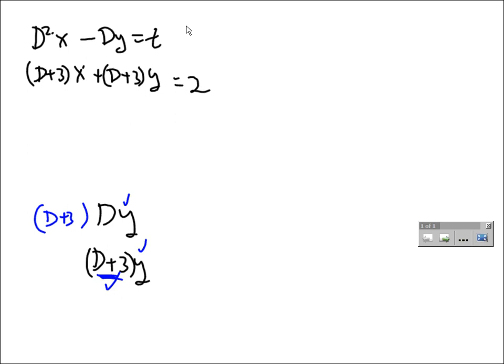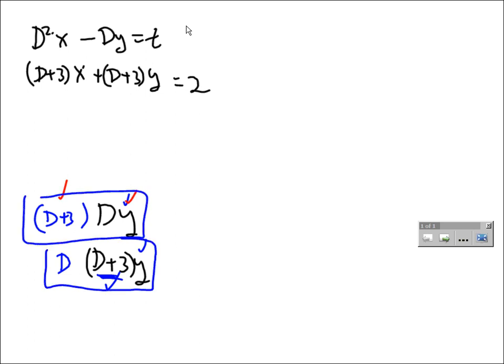Now we reverse the game. Is everything in the top in the bottom? Well, the bottom has a d plus 3. It has a y, but it doesn't have a d. So I'll put a d in the bottom. Now, this and this, they look exactly the same.